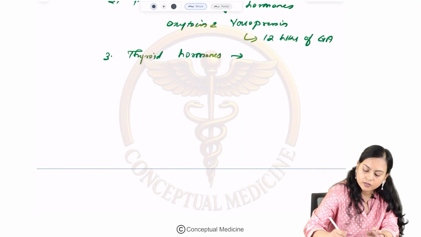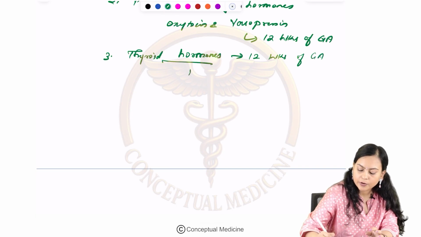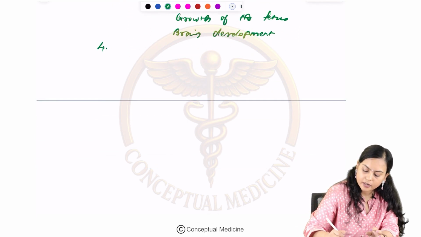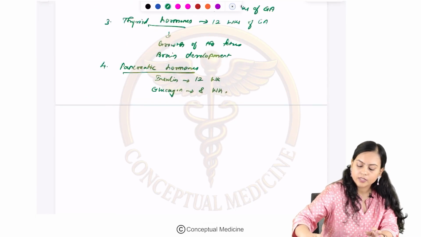Thyroid hormones are produced by 12 weeks of gestational age. This is important for the growth of the fetus as well as brain development. Pancreatic hormones like insulin is secreted from week 12 and glucagon seems to be secreted from 8 weeks onwards.